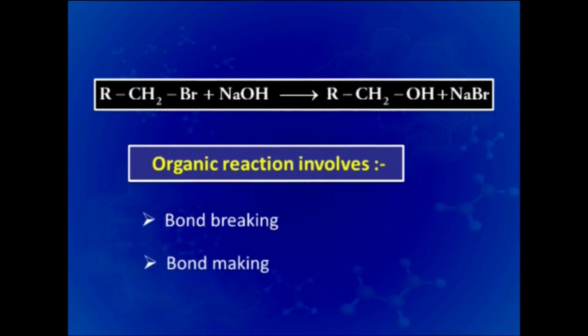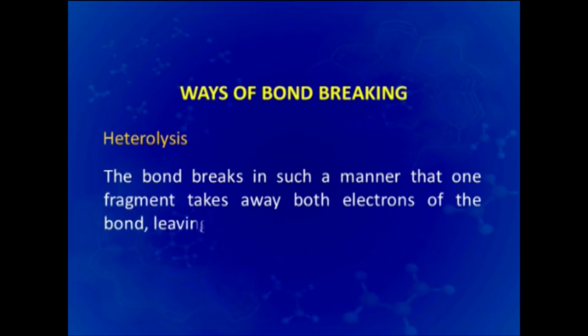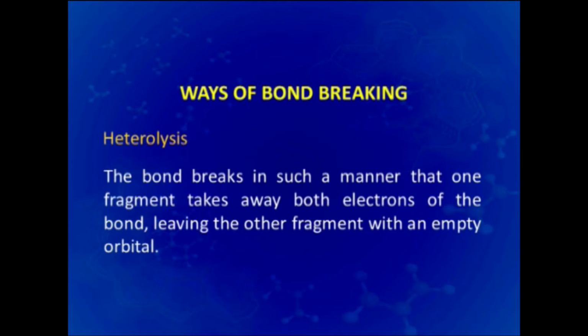So, bond making is not a problem, but we have to see how the bond breaking takes place. What are the ways in which the bond breaks? There are generally two ways of bond breaking. One is heterolysis. What is heterolysis? The bond breaks in such a manner that one fragment takes away both electrons of the bond, leaving the other fragment with an empty orbital.